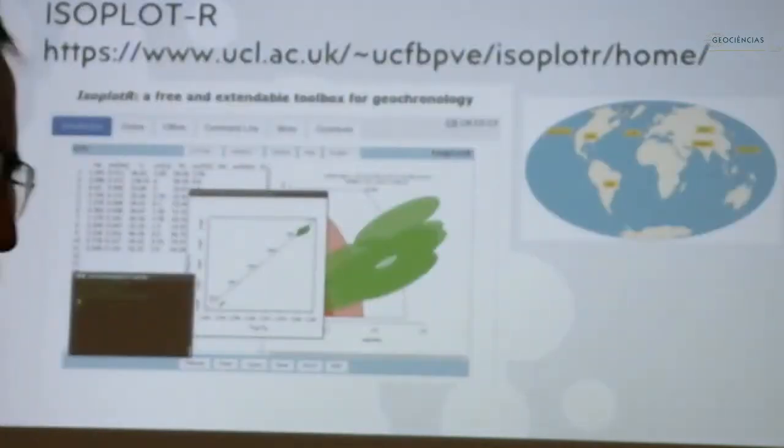Isoplot R, on the other hand, is this. You can find it at this web address, and this is the interface where you come and start working, and I'll show you in a second how it works.